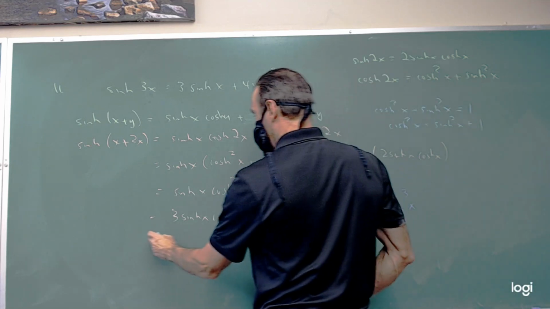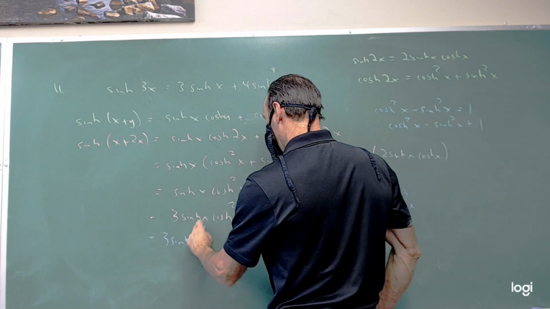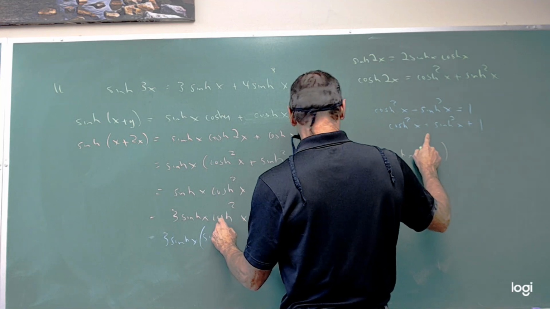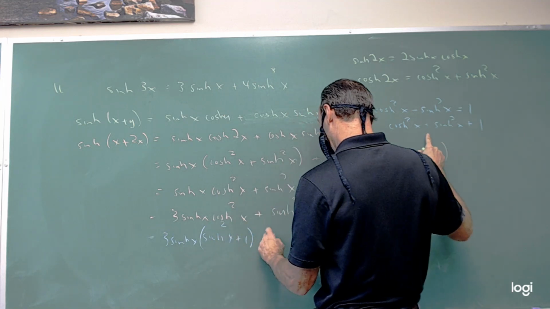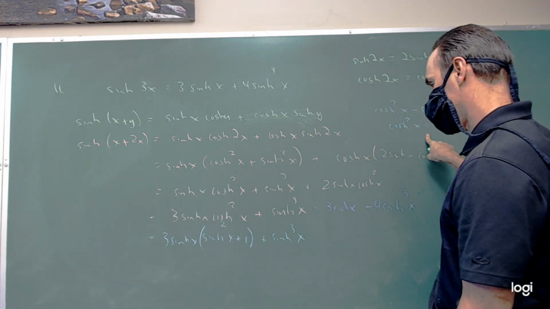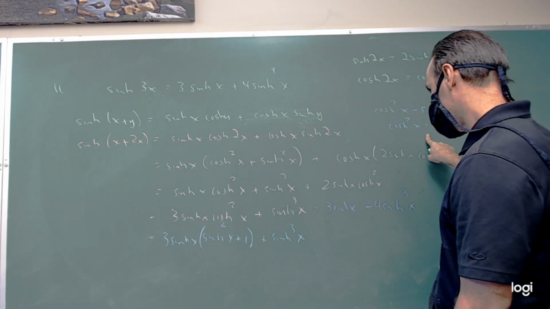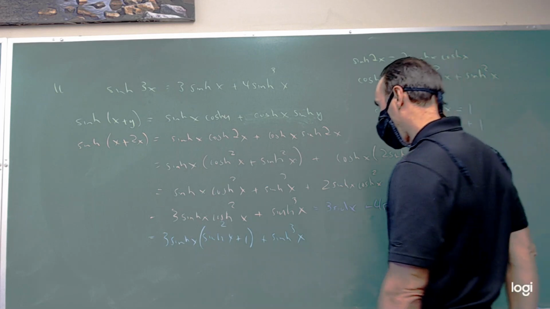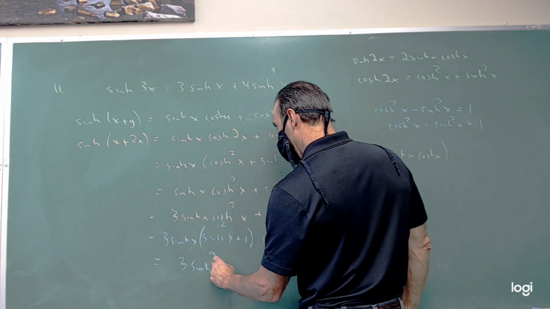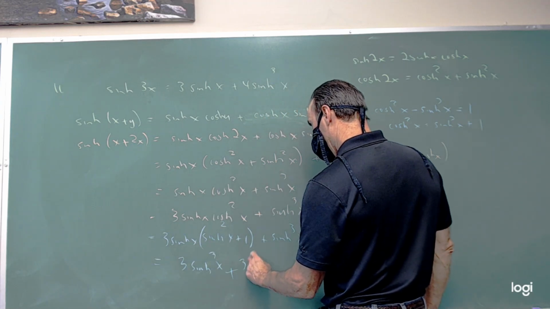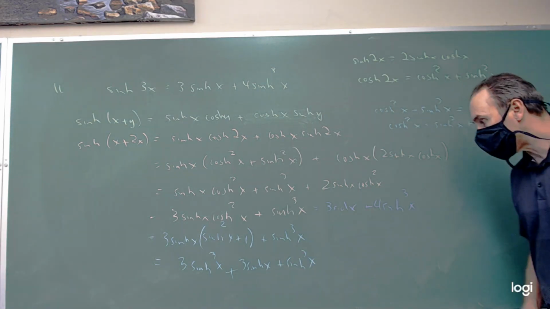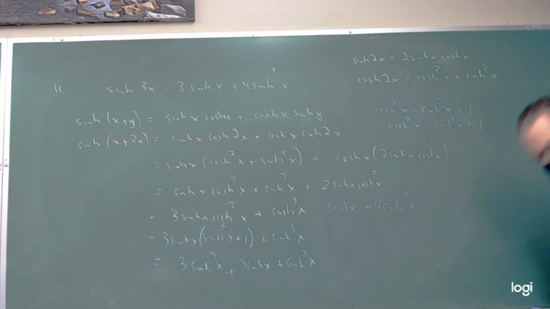So, if we say that's 3 sinh x times sinh squared x plus 1 plus sinh cubed x. We're there. Look at that. 3 sinh cubed x plus 3 sinh x plus 1 more sinh cubed x is indeed equal to that. Ta-da. Thank you.